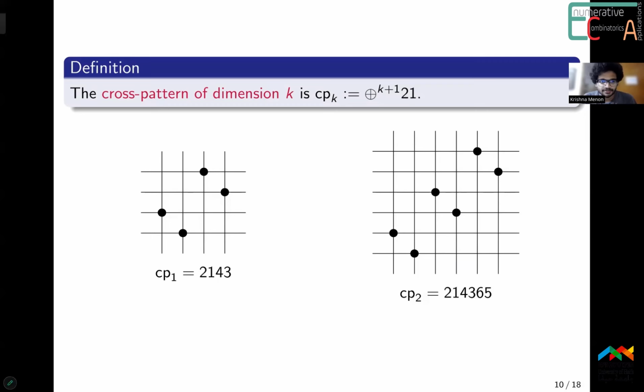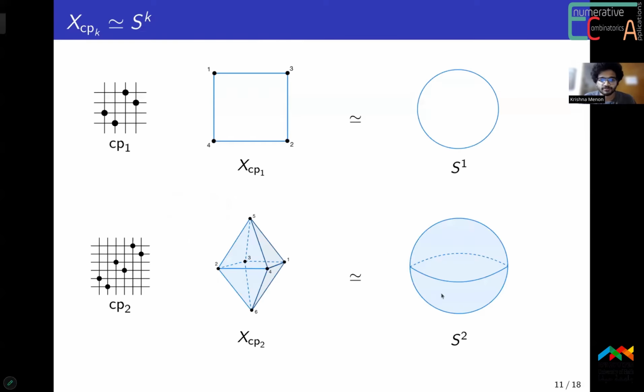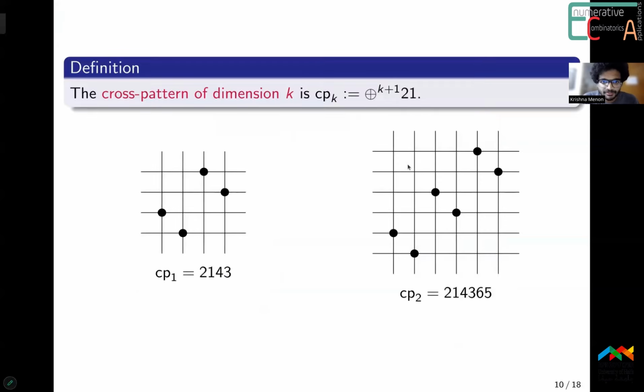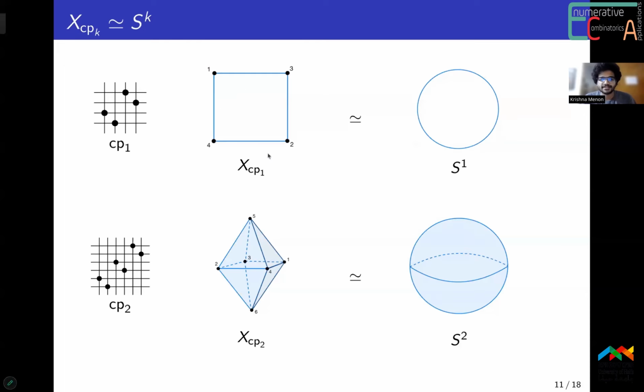And one thing that is not too hard to prove about these is that XCPK will be homotopic to SK. That is, if I look at this permutation complex for CPK, it will be homotopic to the sphere of dimension k. So this is why, if we go back to the previous slide, in the name we have of dimension k. And the cross pattern part comes from the fact that XCPK is in fact the boundary of what is called the cross polytope.